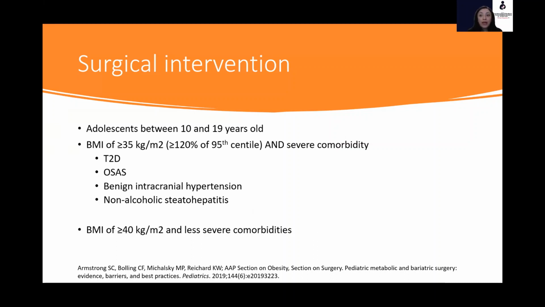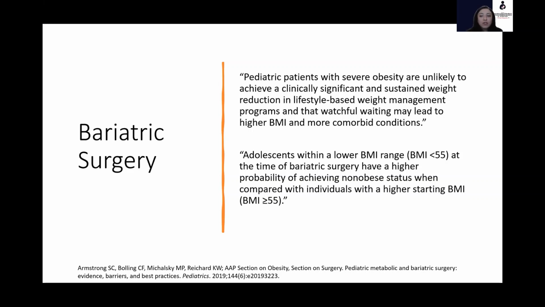Bariatric surgery is approved for adolescents between ages 10 and 19 if they have a BMI greater than 35 with severe comorbidities, or if the BMI is greater than 40, even with less severe comorbidity. There is always a worry about recommending surgery in the pediatric population. However, watchful waiting is not always the best strategy.